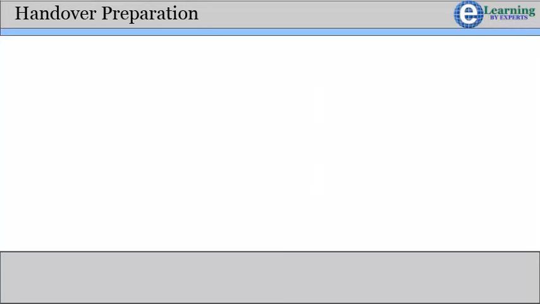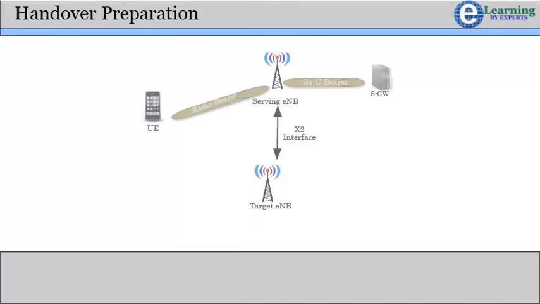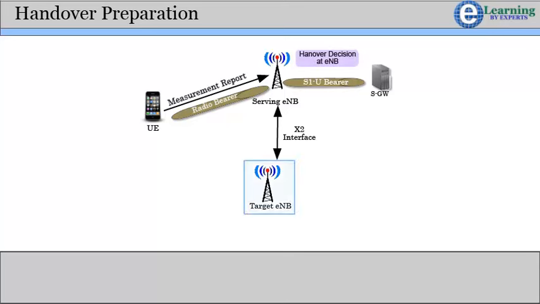We can more easily understand handover in LTE if we consider it in 3 stages: handover preparation, handover execution, and handover completion. In the preparation stage, the UE will send a measurement report to the ENB. When the measurement report is received, the ENB will make the decision to hand over to one of the neighbor cells, which we will now designate as the target.